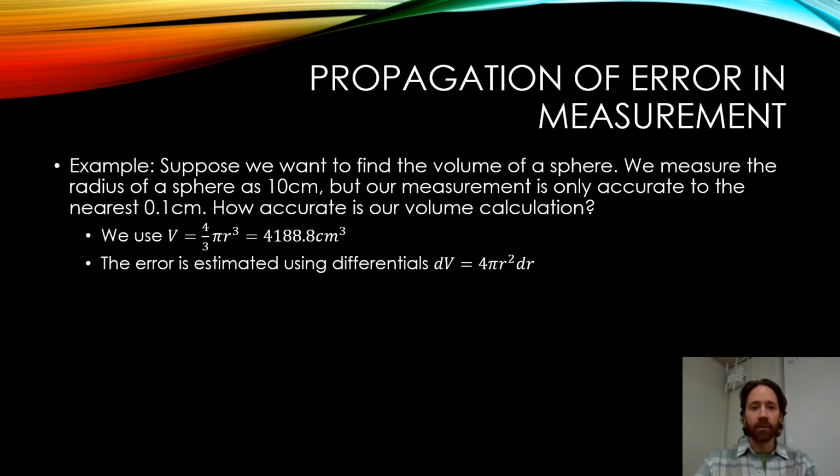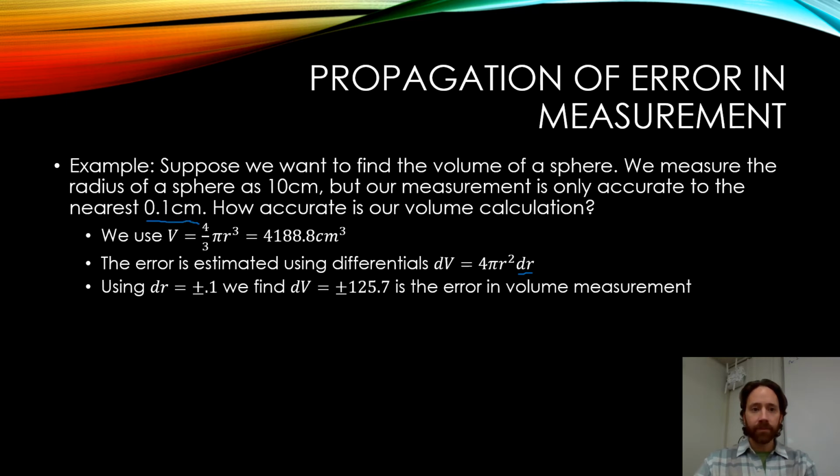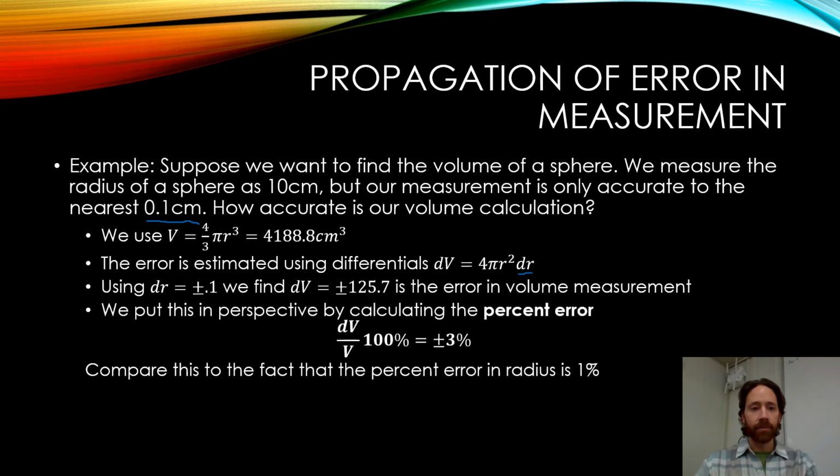Well, let's look at the differential. So dV is 4 pi r squared dr. And here we're going to say dr is our error in measuring r. So I could have over or underestimated, so dr is plus or minus 1, which means plug in 10 for r and calculate. dV is plus or minus 125.7 cubic centimeters. That's the error in measurement.